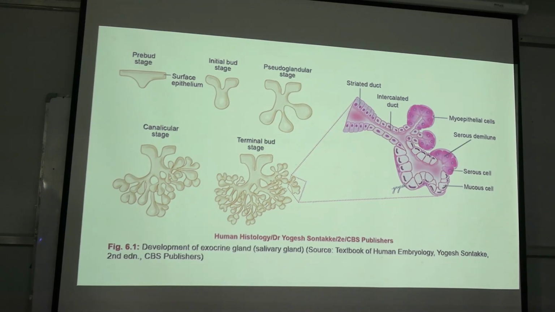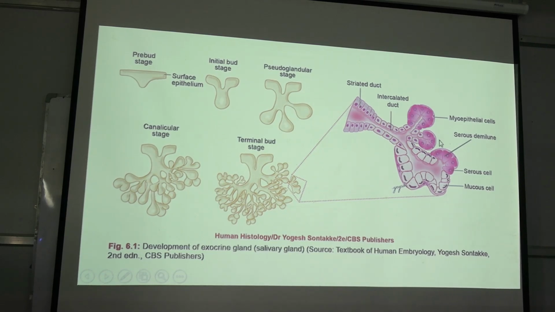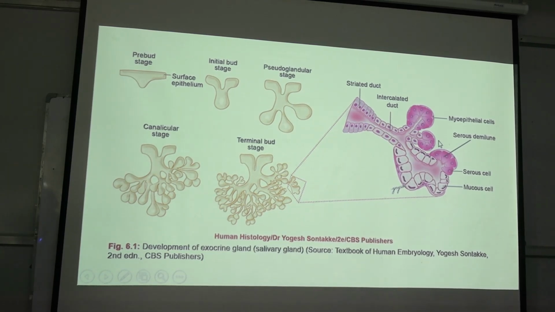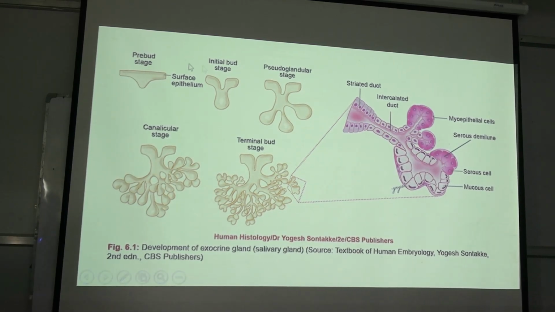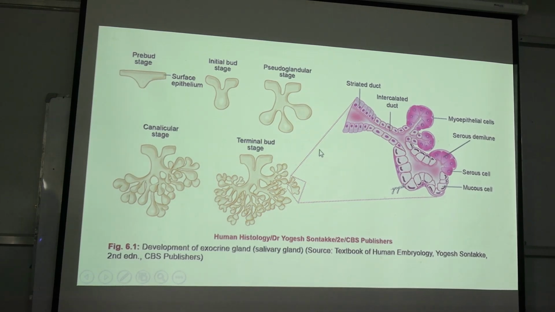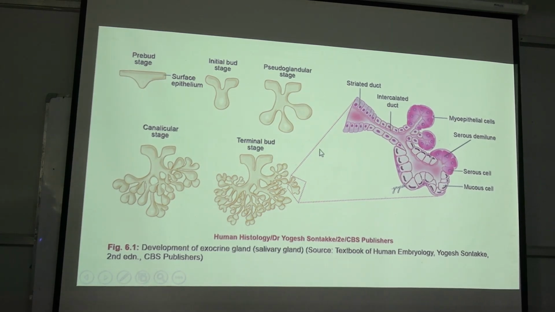Myoepithelial cells. That means muscle of epithelium. Epithelium is a kind of tissue or cells which is lining here. So these myoepithelial cells look like half or flat cells. They have different kinds, but forget about this. So this is the basic thing: how this particular structure which is grown or formed here is an exocrine gland with a duct.